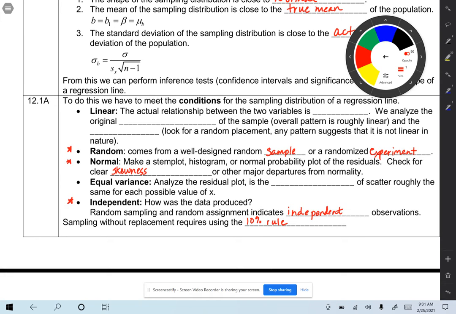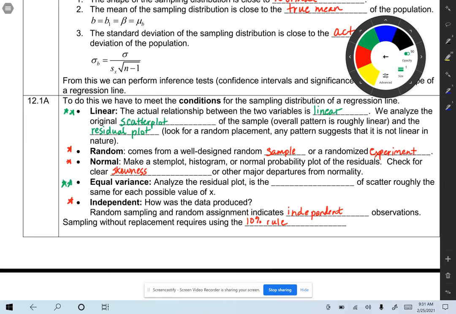Right, so that covers the 3 main ones that we've been used to. And then there's the linear ones. So let's go ahead and talk about these two. For the linear one, the actual relationship between the 2 variables is linear. We analyze the original scatter plot to determine this, and we look to see if the overall pattern is roughly linear, and we analyze the residual plot. Any kind of pattern in the residual plot suggests that the data does not show a linear relationship.